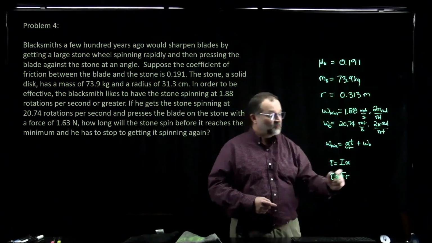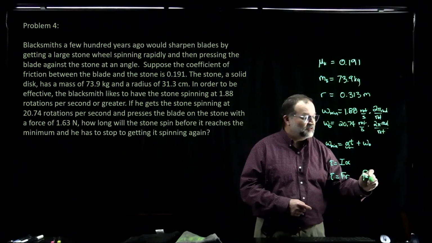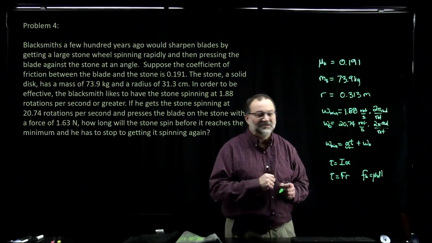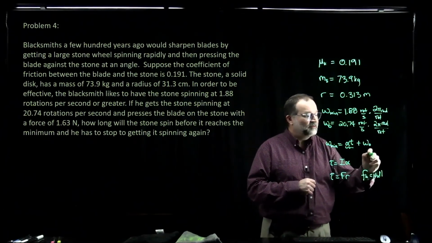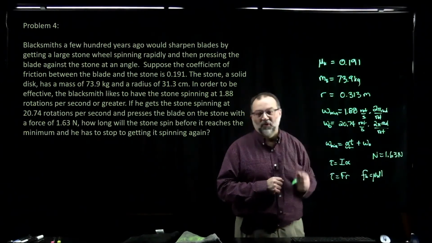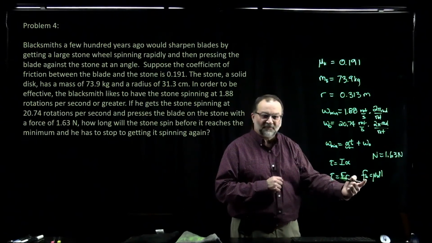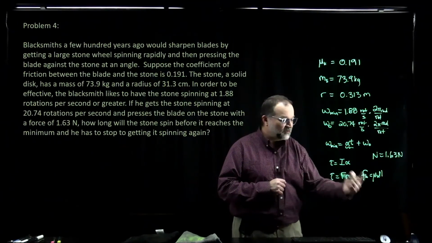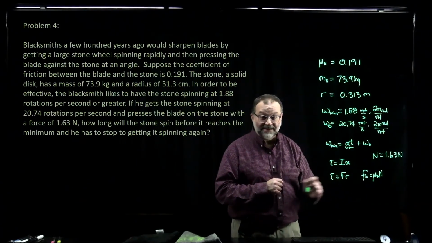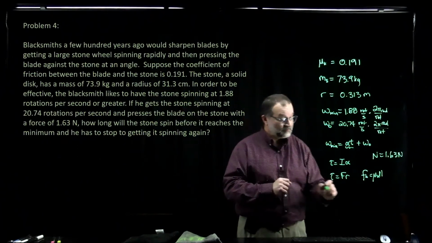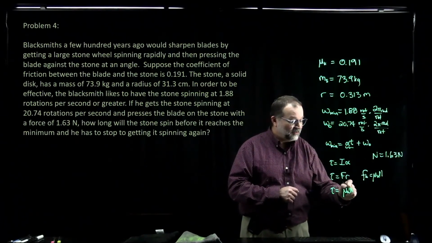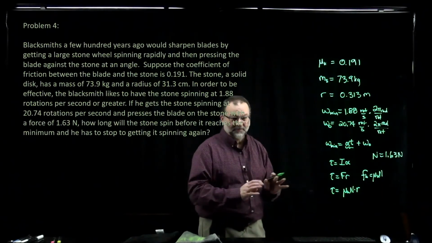All right, so we've got the force of friction, and its kinetic friction is mu k times the normal force, and we're given the normal force, 1.63 newtons. So we know N is 1.63 newtons. We know mu k is 0.191. We've got the force of friction, and because we know the frictional force and the radius, we know the torque. So torque is just Fk, mu k N times R. We know the torque.